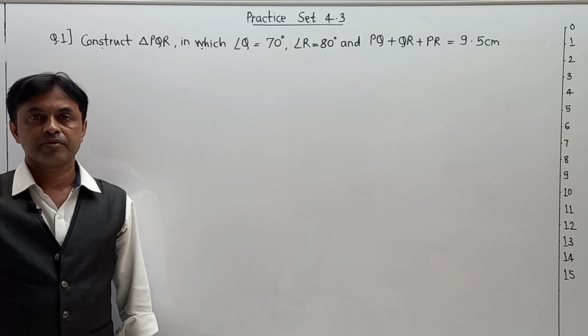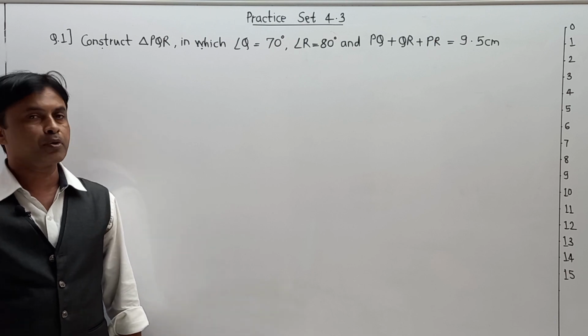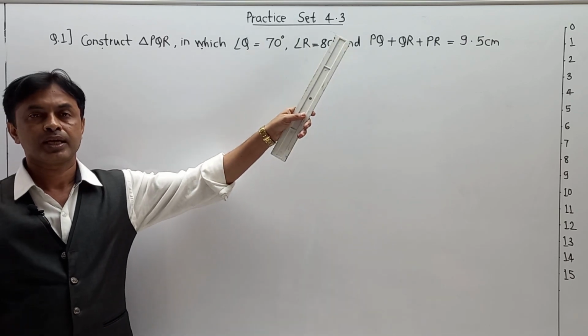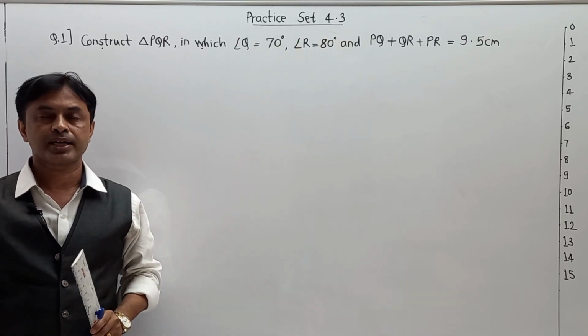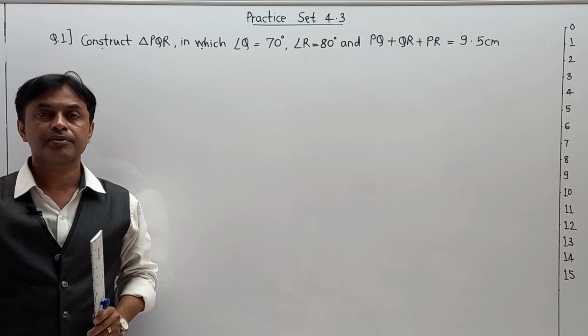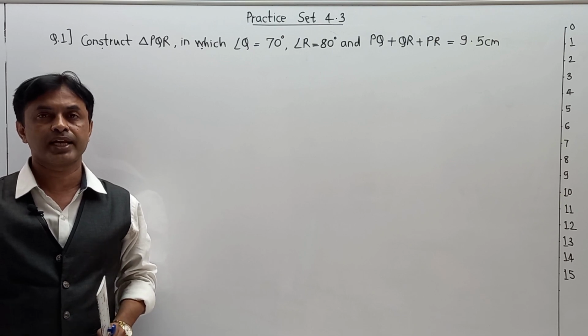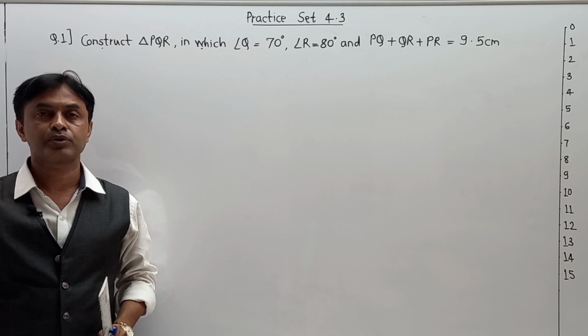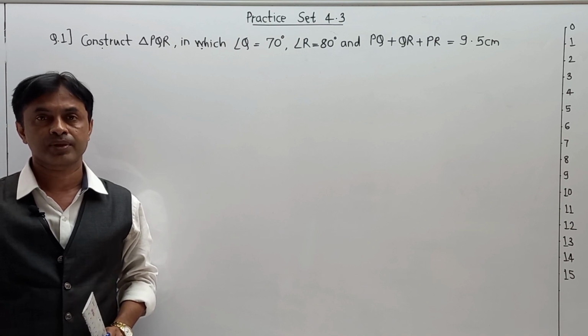Already in the last lecture, we have completed the part of 4.2. Now we are going to start practice set 4.3. First of all, please try to understand. In this exercise, they are giving you any two angles of a triangle and the sum of all three sides of a triangle. And with the help of that, we have to complete the construction.